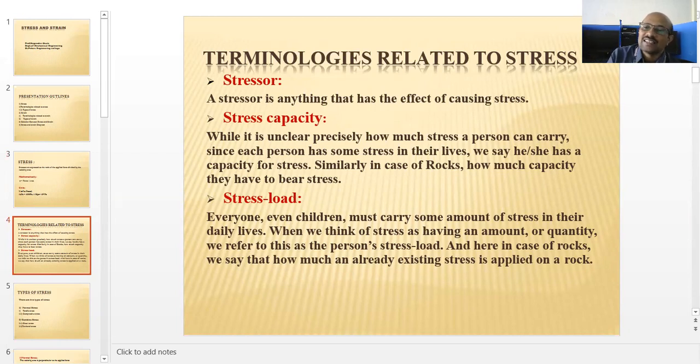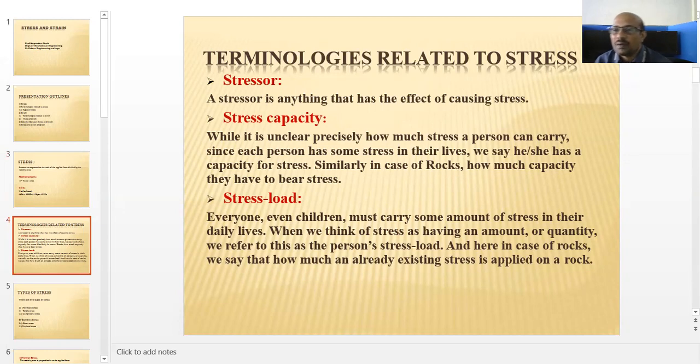Another one is stress load. Nowadays, every child has stress load. Everyone has some amount of stress in their daily lives. There are so many problems: study problems, economic problems, harassment problems. So many different stresses are acting on the mind. When we think of stress as having an amount or quantity, we say this person is under load.